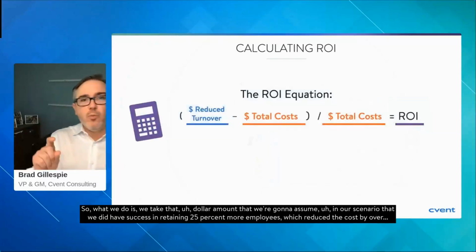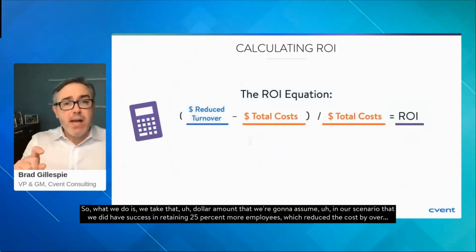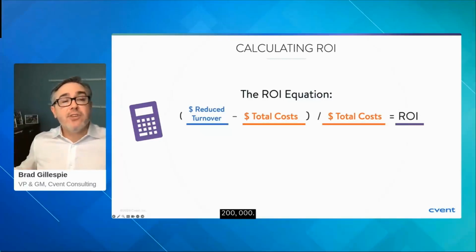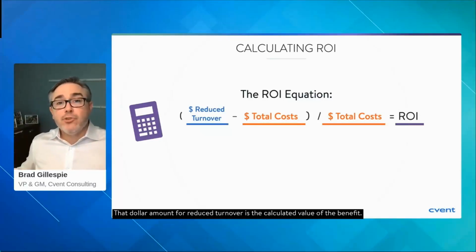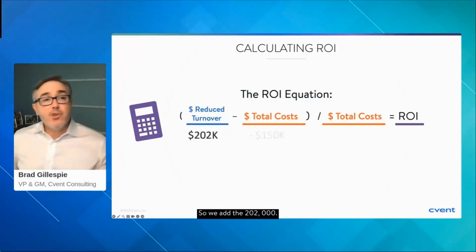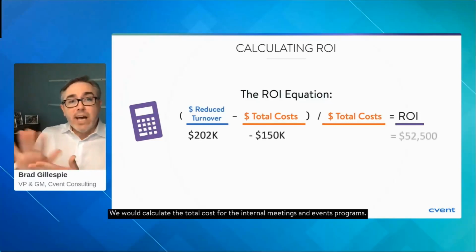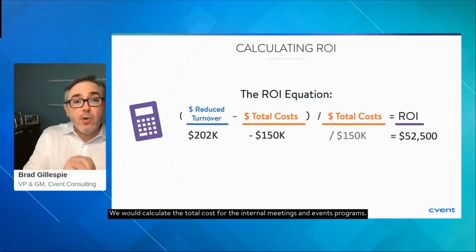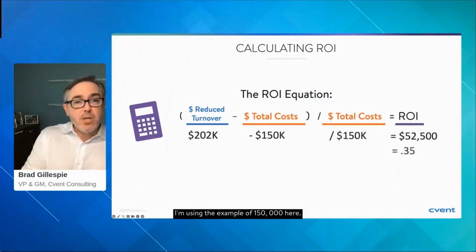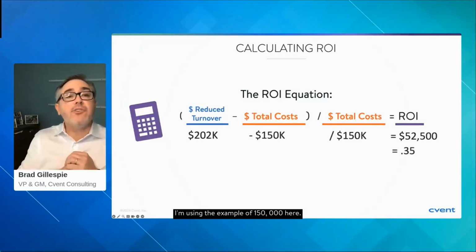So what we do is we take that dollar amount that we're going to assume in our scenario that we did have success in retaining 25% more employees, which reduced the cost by over $200,000. That dollar amount for reduced turnover is the calculated value of the benefit. So we add the $202,000. We would calculate the total cost for the internal meetings and events programs. I'm using an example of $150,000 here.